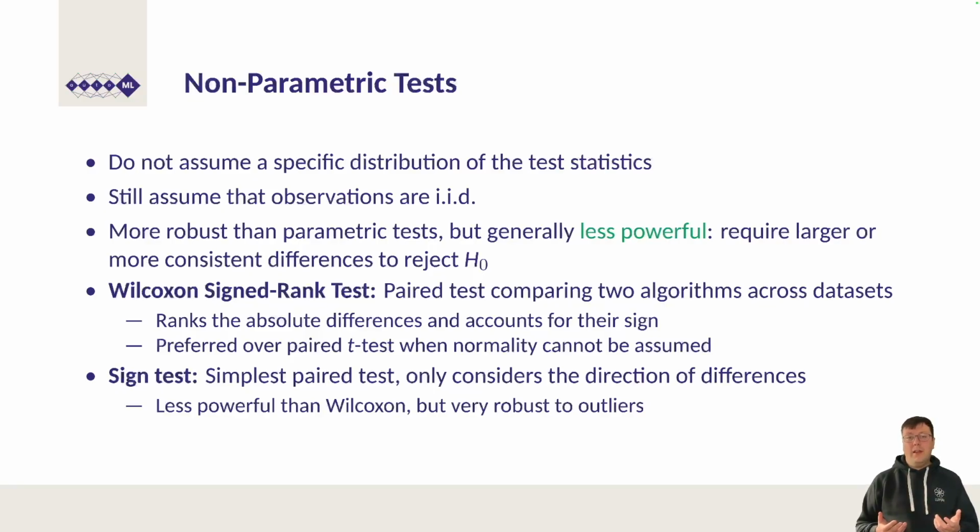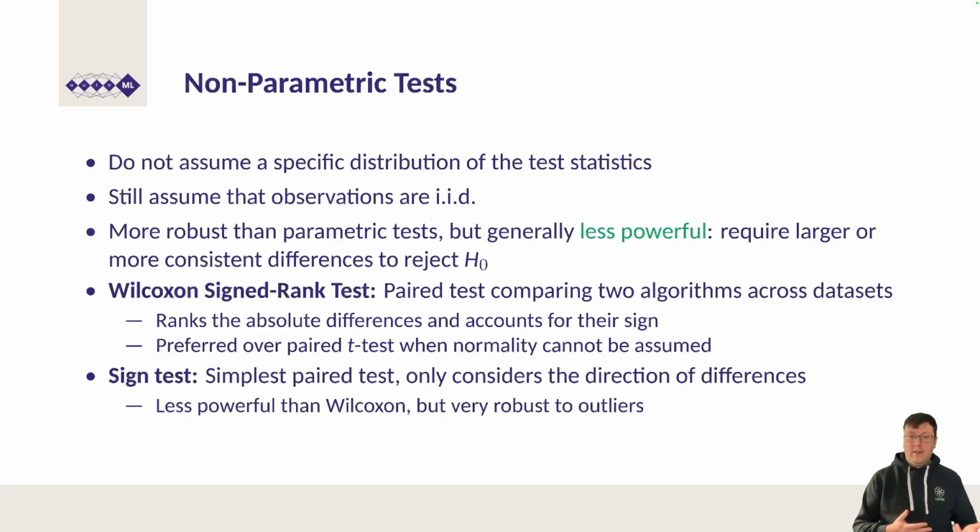The most commonly used non-parametric paired test in our context is the Wilcoxon signed-rank test. It ranks the absolute differences d_j and accounts for the sign of each difference. It is more powerful than the sign test and more robust than the t-test, making it the preferred default for comparing two configurations across multiple datasets or splits.